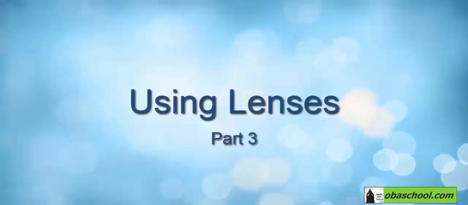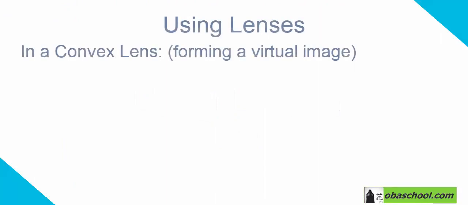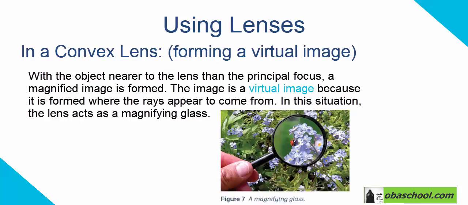Using lenses. In this video, we will explain when a convex lens forms a virtual image. With the object nearer to the lens than the principal focus, a magnified image is formed. The image is a virtual image because it is formed where the rays appear to come from. In this situation, the lens acts as a magnifying glass.